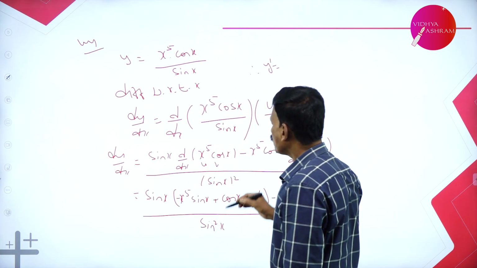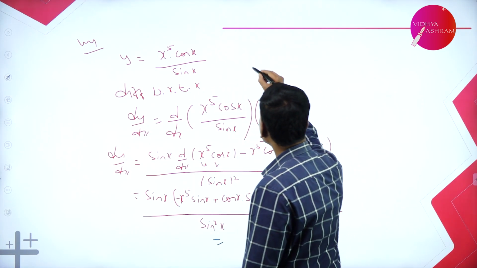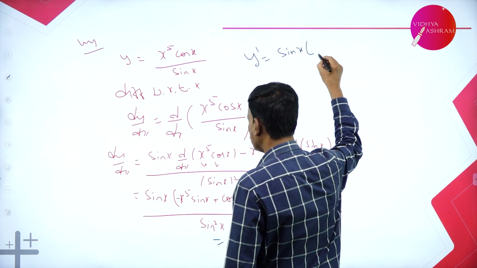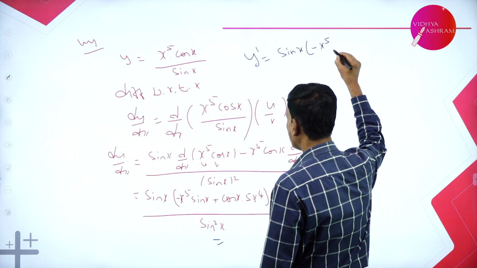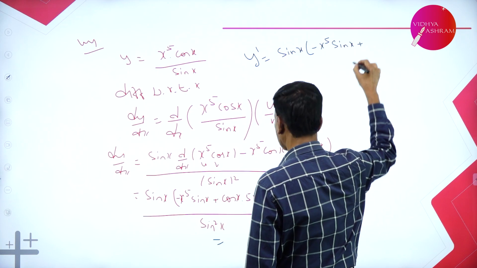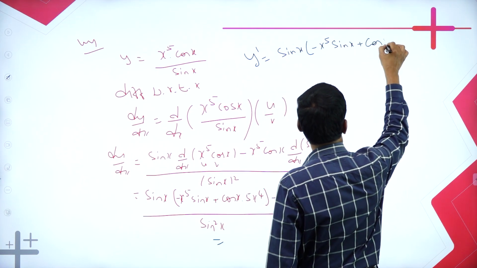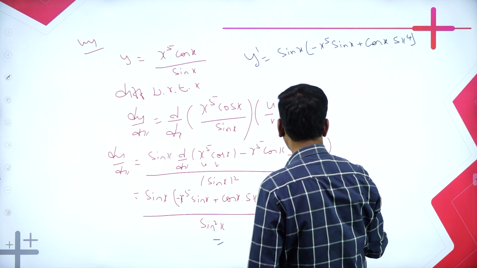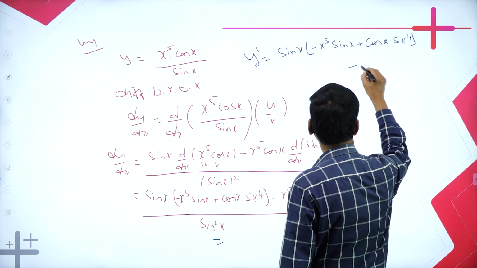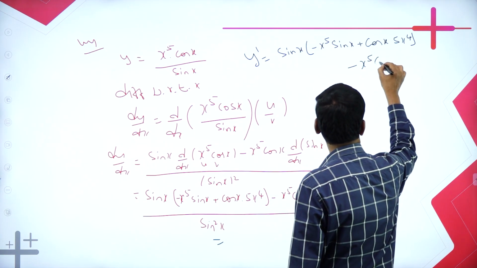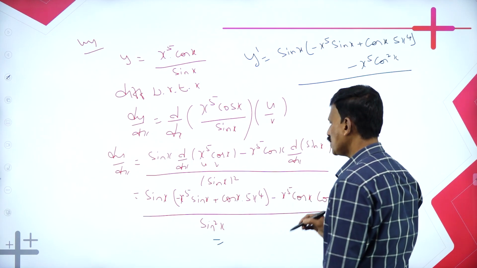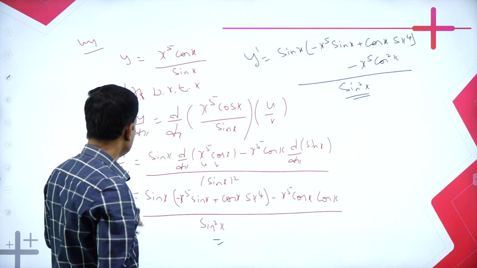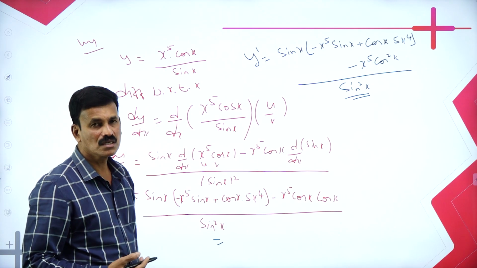If you want, you can stop here itself, or further we can write y dash, dy by dx, is equal to sin x into minus x to the power of 5 sin x plus cos x into 5x to the power of 4, minus x raised to 5 cos x into cos x is cos square x, whole divided by sin square x. That's it. Just multiply. If you want, you can multiply with this also. Enough. This is how we are going to differentiate.